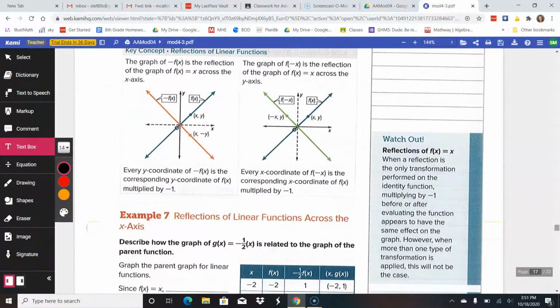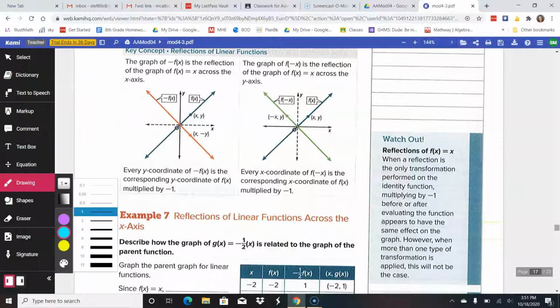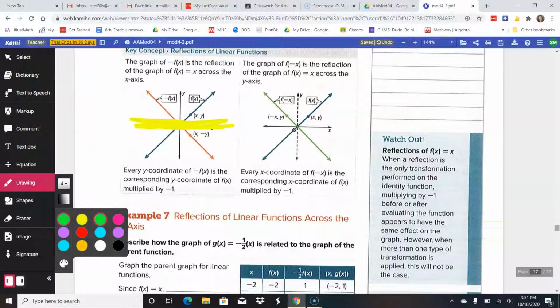I lost it. Hang on, don't go anywhere. Okay, across the y-axis. So I'm looking here, here's my dotted line. I'm folding this across the y-axis. Let's go ahead and get a highlighter. So across the x-axis here, this one's across the y-axis. I'm going to fold that in half. That's a reflection of that and a reflection of the other on the x-axis.